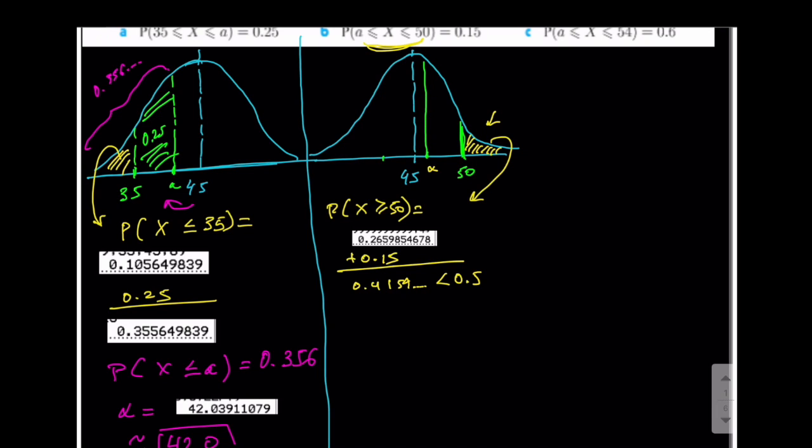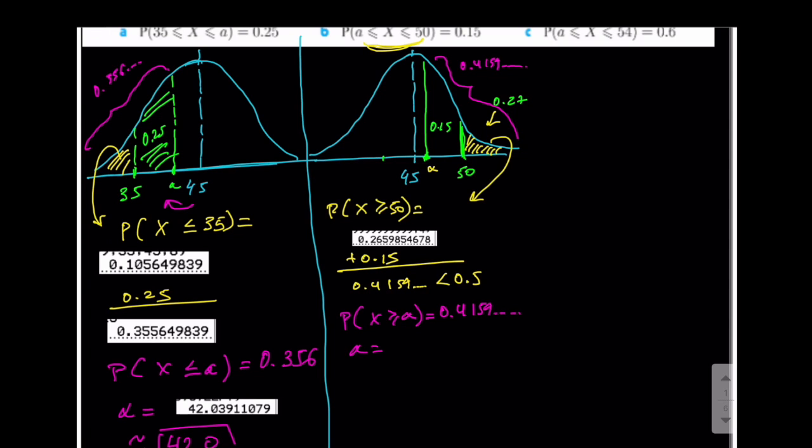So since we know that this is 0.15 and this is about 0.27, alpha has to be here because the whole thing has to be less than 50. So let me actually make this clear. This whole part here is 0.4159. So now the last part is the following, that the probability that x is greater or equal than a, we know that it's this number 0.4159, etc.